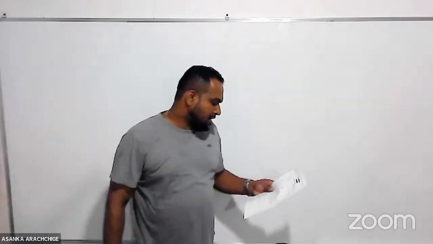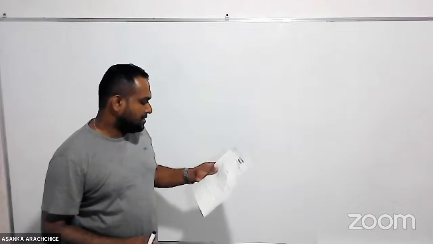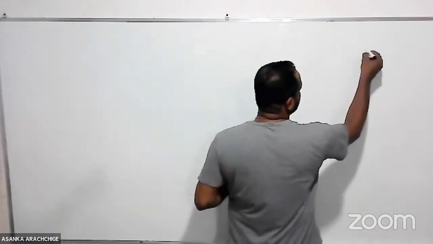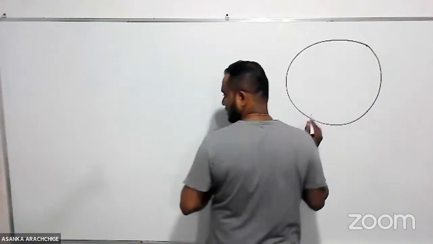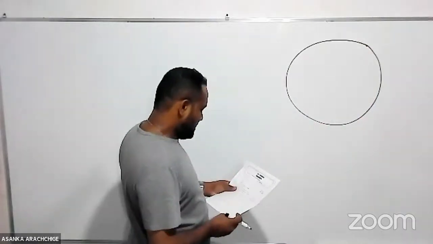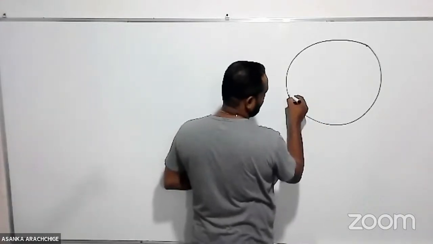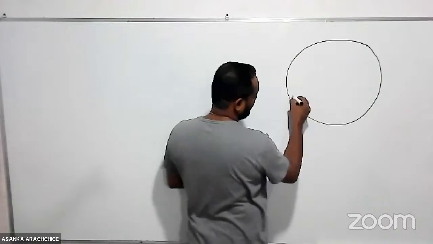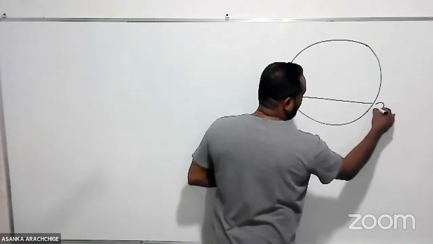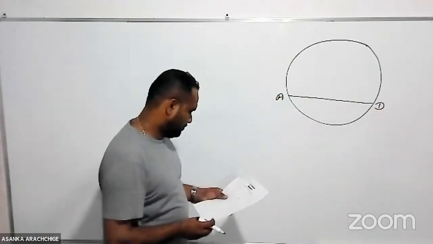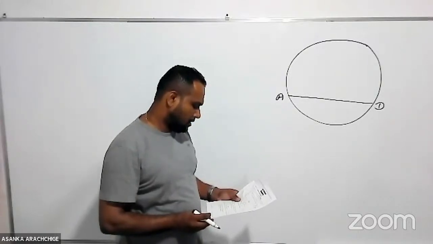AD is a chord of the circle in which the center is O. AD is a chord. This is AD. AD is a chord of the circle in which the center is O.